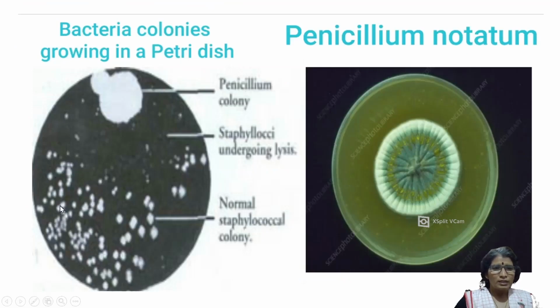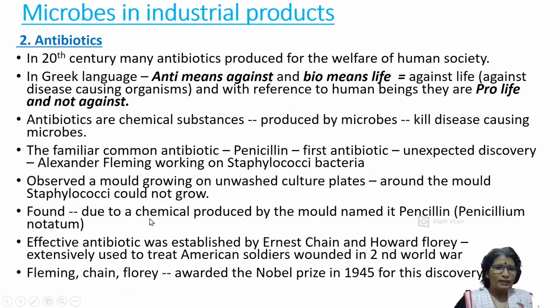See here, this is a petri dish. This is the original picture of what Alexander Fleming observed. These are the colonies of the Staphylococcus bacteria. This is one mold. Around this mold, Staphylococci are undergoing lysis, meaning gradually they are dying. Mold means fungi. This fungus is producing one kind of chemical. By the activity of this chemical, these Staphylococci bacteria are dying. Finally, he named that chemical penicillin because the fungus name is Penicillium notatum. So Penicillium notatum is producing the chemical, and that is why the name was given to the chemical.